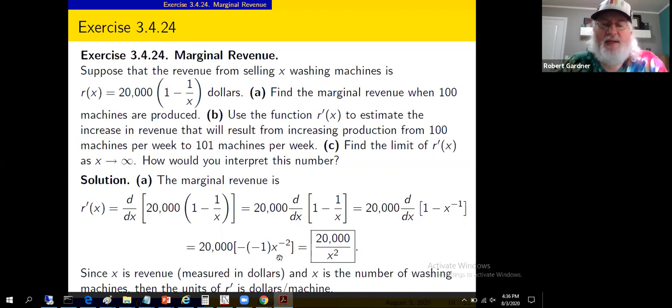Okay, let's clean that up a little bit. I mean, that's the derivative, but we're going to have to plug 100 into it. So we get negative times negative. We get 20,000 over X squared. There's the revenue function. Units would be, revenue was measured in terms of dollars. X was in terms of what? X counted washing machines, number of washing machines. So the units of this function would be 20,000 divided by X squared, dollars per machine is what we get out of this.